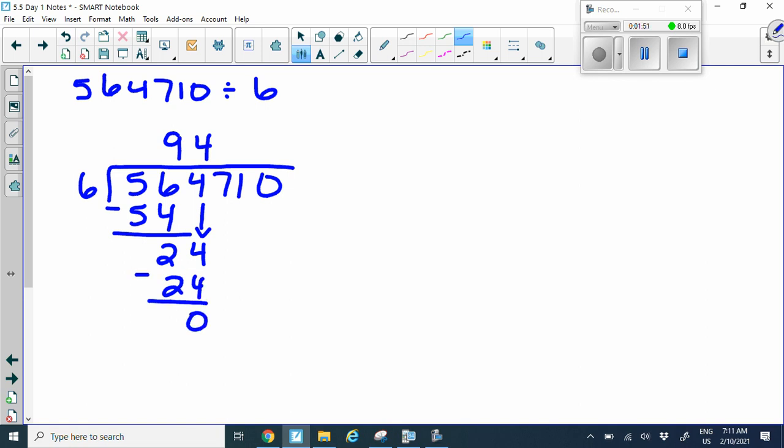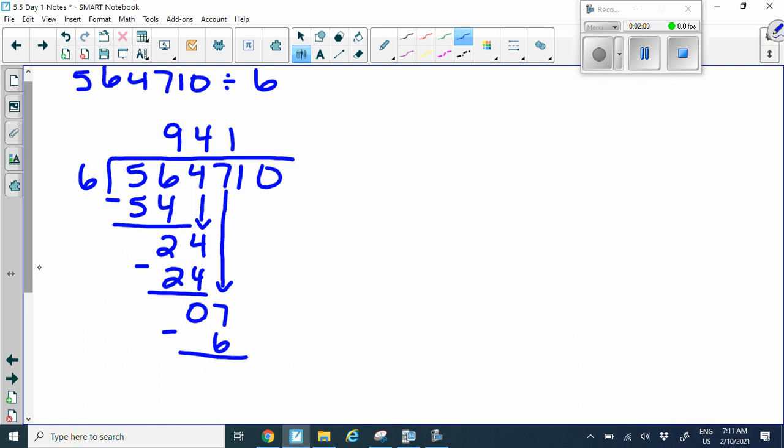Okay, so now I get 0. I bring my 7 down. Can 6 go into 7 evenly? No, but at most, how many times can it go into it? 1 time. So 6 times 1 gives us 6. And once again, I subtract. So you'll see a pattern here, and we're going to use that same pattern when we do this with polynomials.